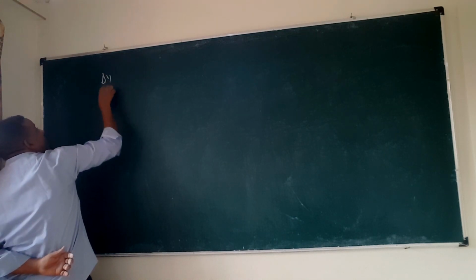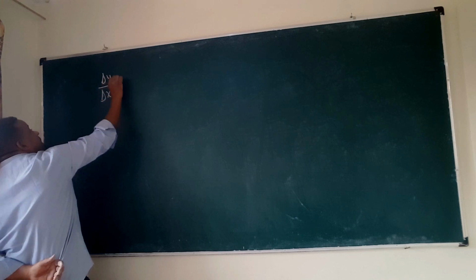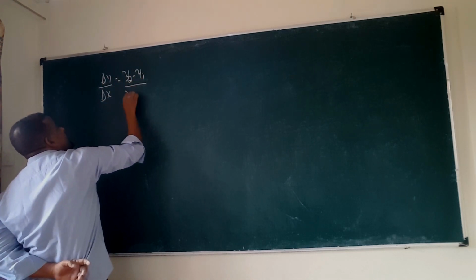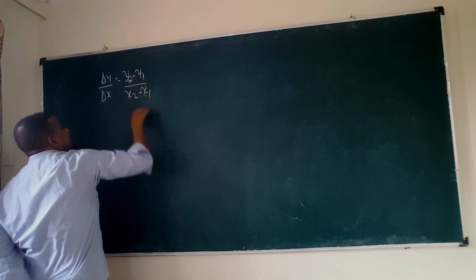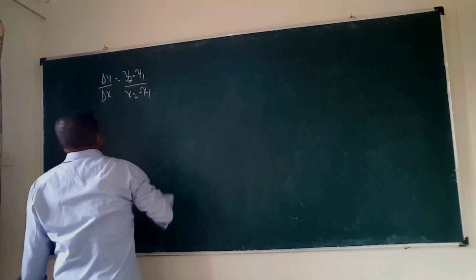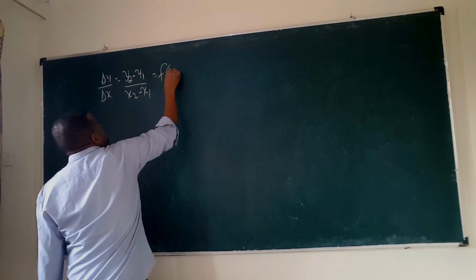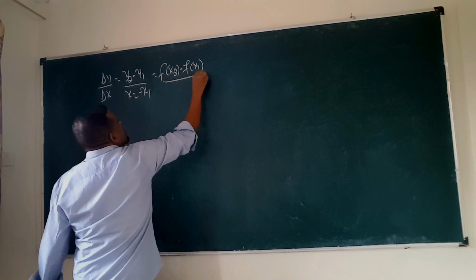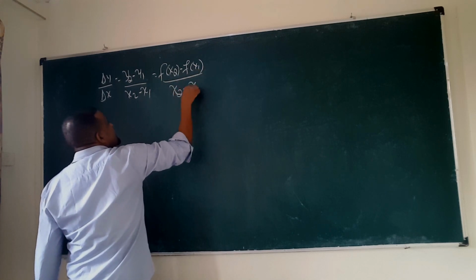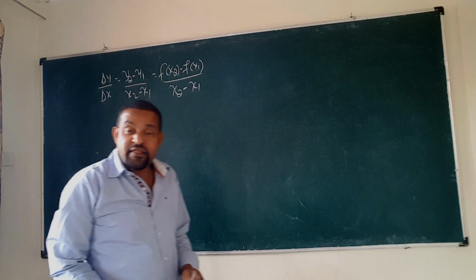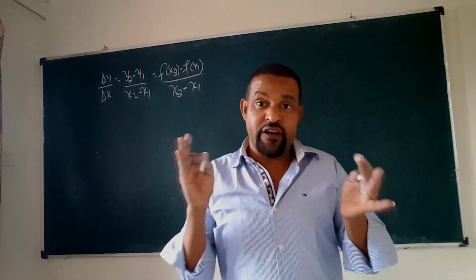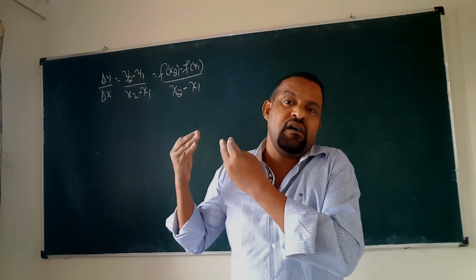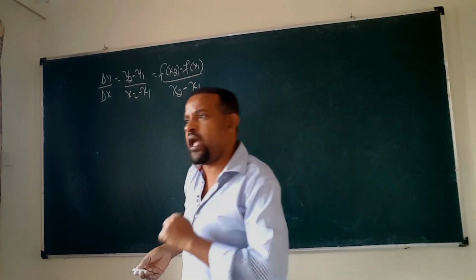Change in y over change in x means y2 minus y1 over x2 minus x1. That means f of x2 minus f of x1 over x2 minus x1. This is the average rate of change of f of x, that is change in y over change in x, which is the slope of the secant line.